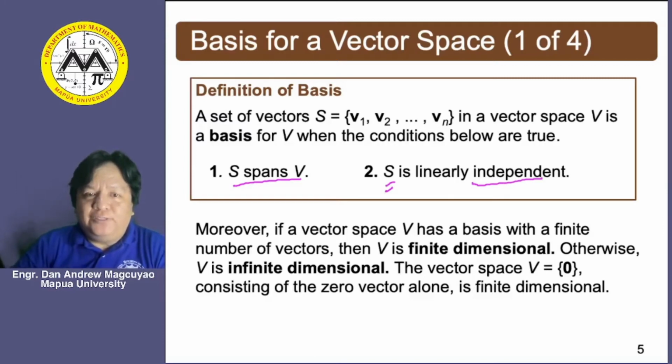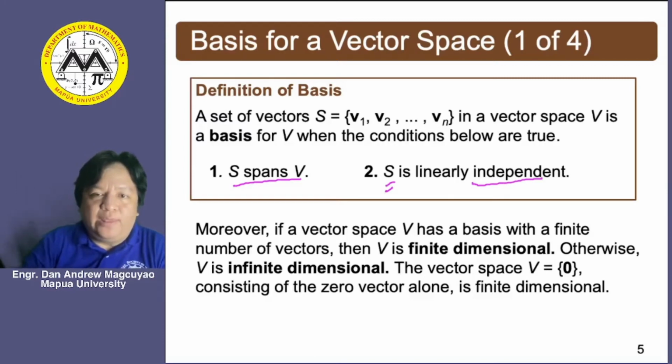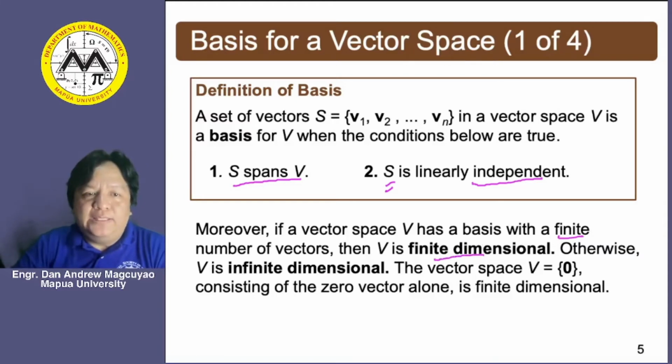Moreover, if a vector space V has a basis with a finite number of vectors, then V is finite dimensional. Otherwise, V is infinite dimensional. The vector space V equal to the set that contains the zero vector alone is finite dimensional.